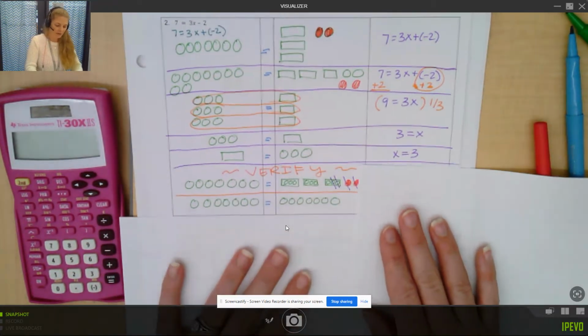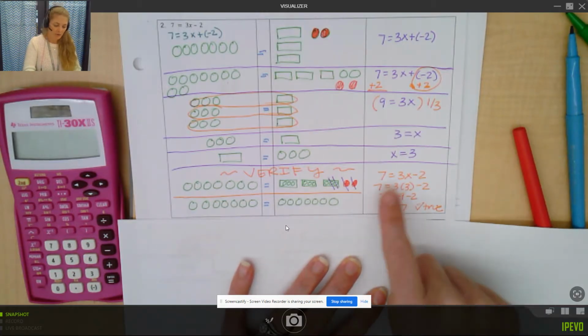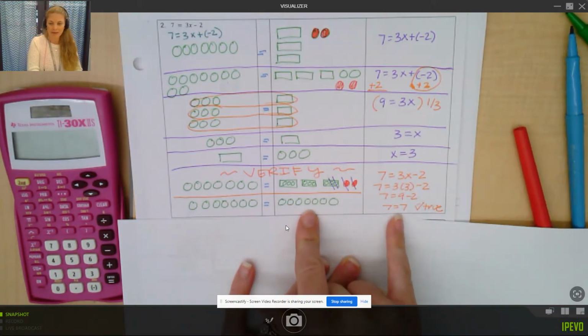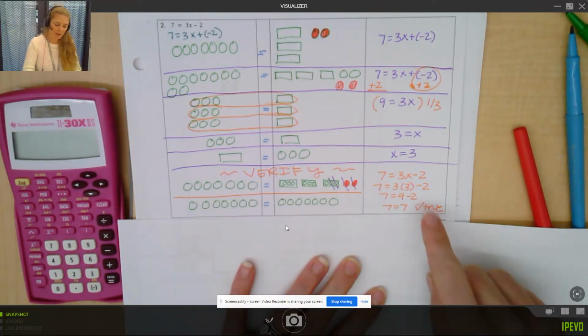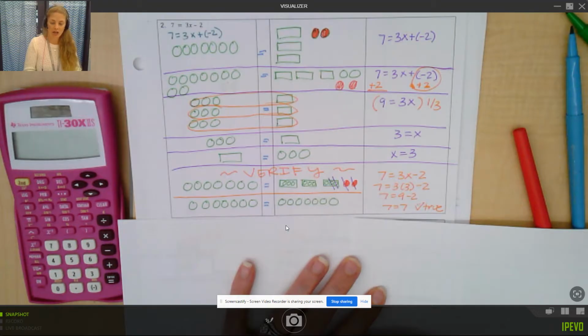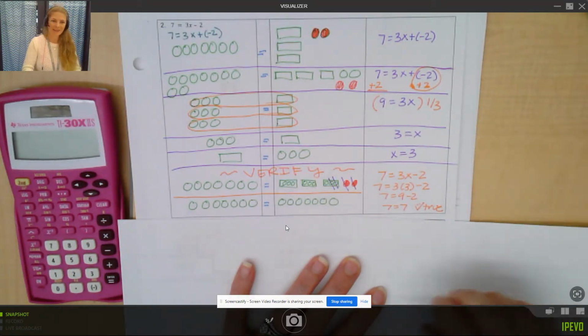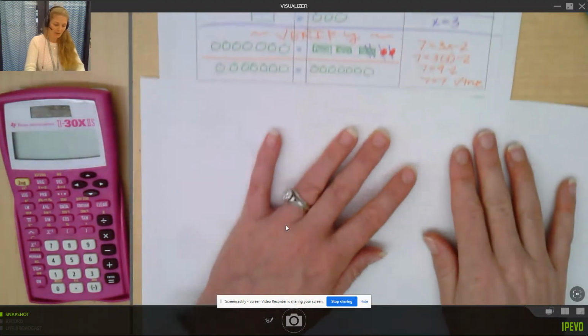Verifying either with your model or with your equation, we both get true statements. Remember, you do not do any inverse operations with your verify. You are just doing order of operations. Awesome. Let's take a look how you did on number 3.